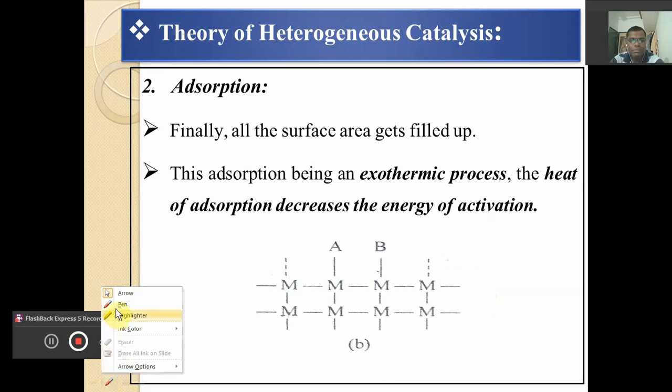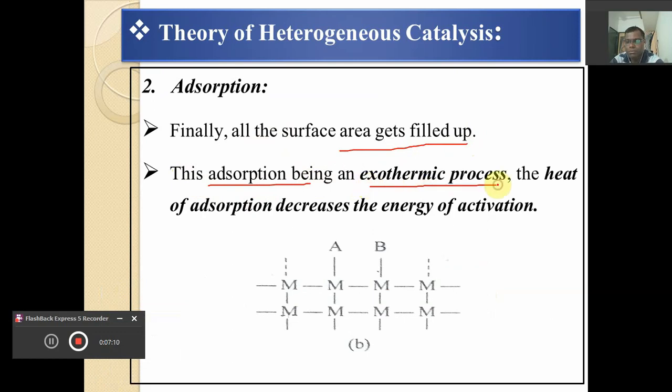Finally, once the reactive molecules get adsorbed on the surface of the catalyst, all the surface area gets filled up by the reactive molecules, and this adsorption is an exothermic process. Exothermic in the sense heat is evolved, heat is given out, that's why it is called an exothermic process. And this heat of adsorption is responsible for decreasing the energy of activation. This is also important. It decreases the energy of activation, which means the rate of reaction increases.